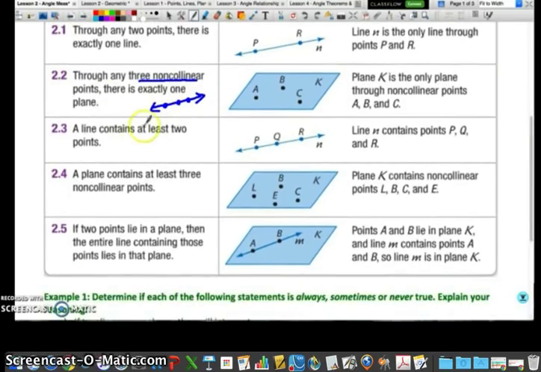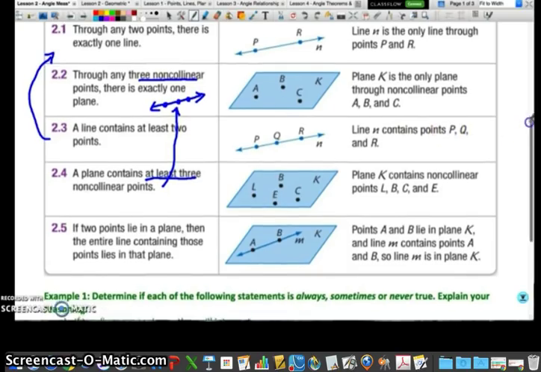Okay, a line contains at least 2 points. No need really to explain that. It's somewhat self-explanatory and covered by postulate 2.1. Similarly, a plane contains at least 3 non-collinear points, as I explained above. The points must be non-collinear, otherwise we do not have enough information to create the plane. The important thing to understand, though, is when it says at least 3, there could be more than 3. And in fact, of course, a plane contains an infinite number of lines and therefore contains an infinite number of points.